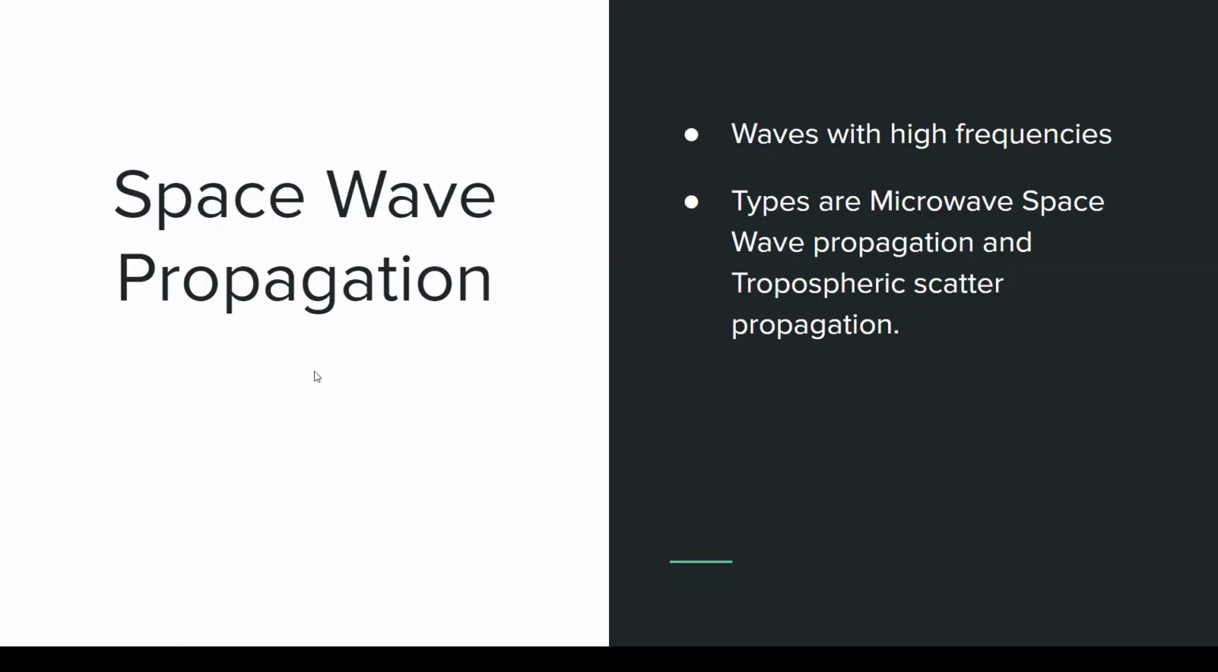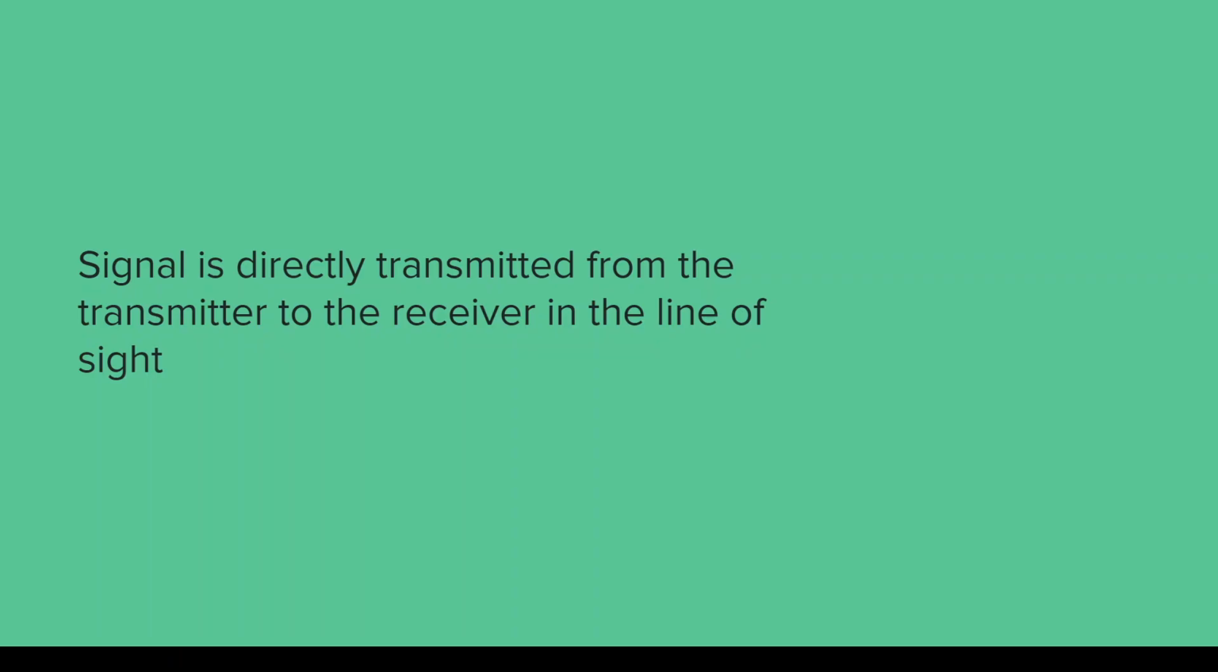It happens at the first layer of the atmosphere, which is the troposphere. In space wave propagation, the first type we have is the tropospheric scatter propagation, and it happens in the troposphere layer of the atmosphere. So that was all about this presentation.